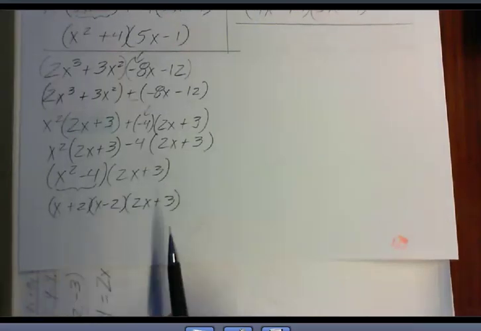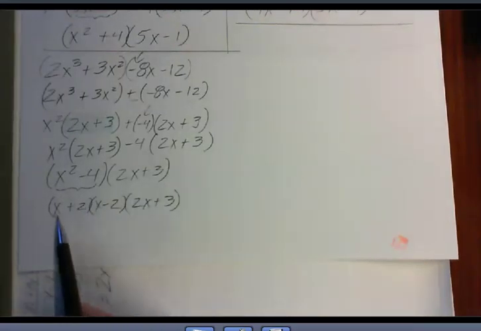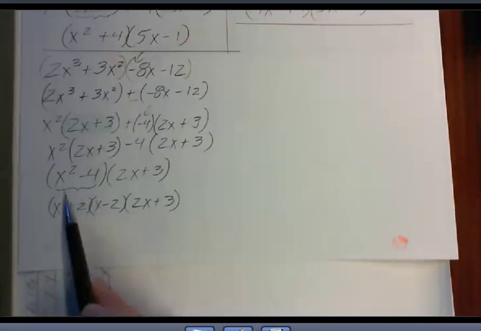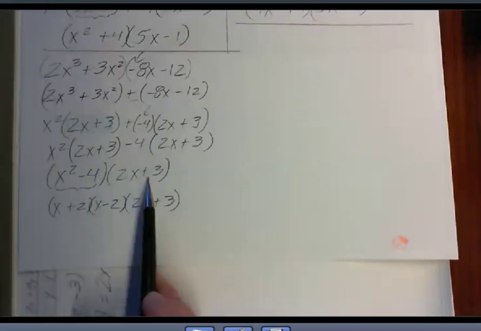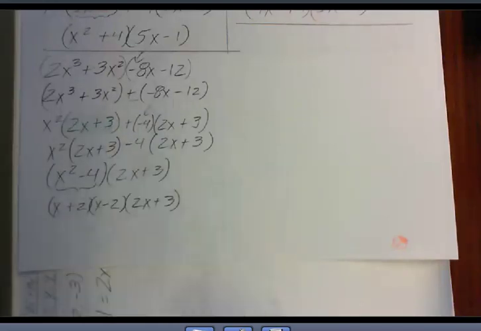And again, as we should always do when we're factoring, we need to FOIL this portion here. That will give you, of course, x squared minus 4. And then go ahead and FOIL it with this 2x plus 3 just to verify that you do end up with what we started with up top.